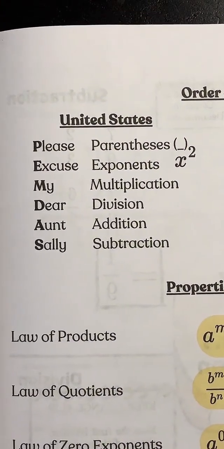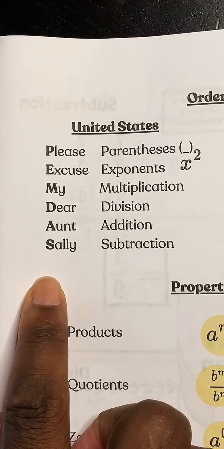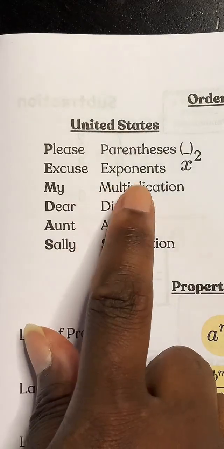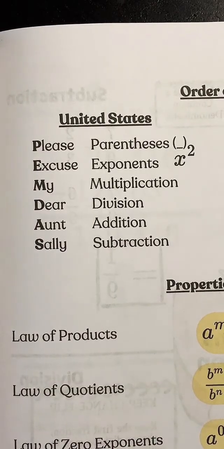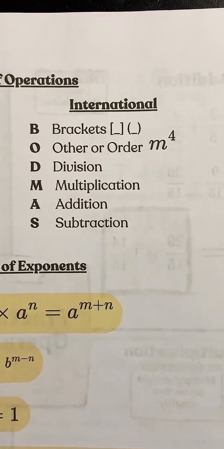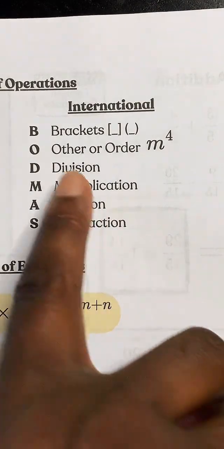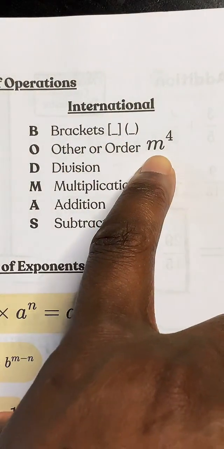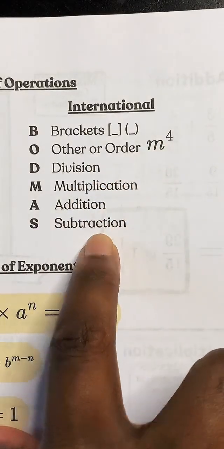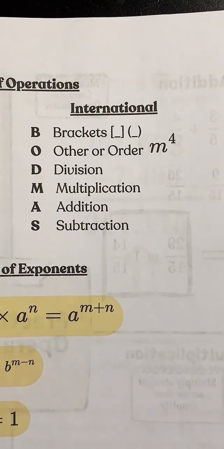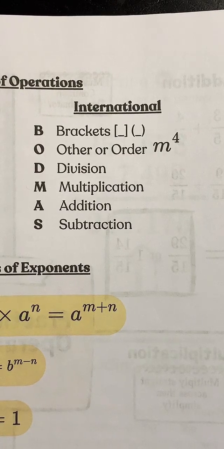Order of operations. Here in the States, it's "Please excuse my dear Aunt Sally." You have your parentheses, exponents, multiplication, division, addition, subtraction. But if you are of international descent, it's more like BODMAS. So you have your brackets, any exponents or orders, then your division, then multiplication, addition, subtraction. Depending on where you were from, I got you.